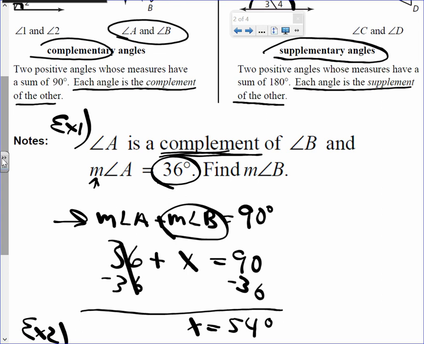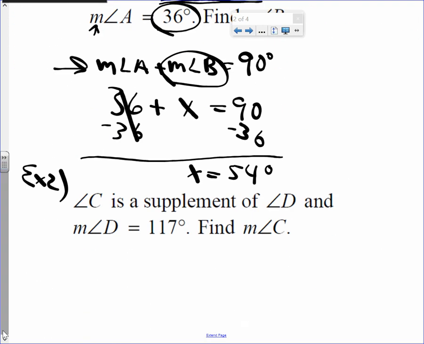That's a shortcut. Let's do example 2. Angle C is a supplement of angle D, and look, the measure of angle D is equal to 117 degrees. Find the measure of angle C. Someone already did it in their head. Someone said 63. Let's see if he's right.